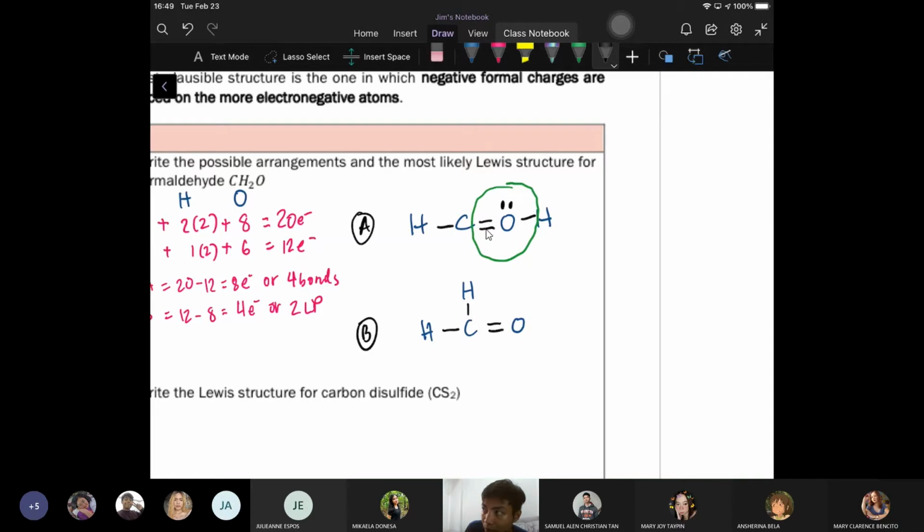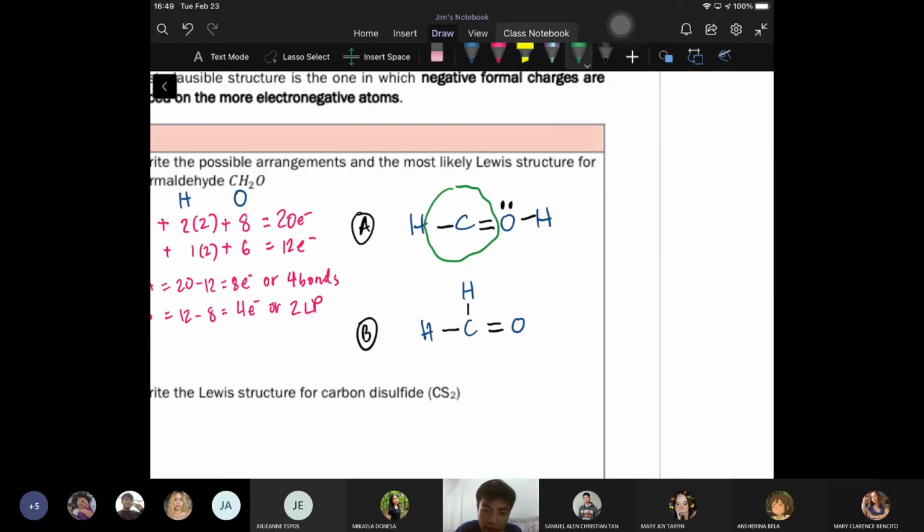Okay, so we have 1, 2, 3. 3 bonds yan times 2 electrons. So 6 electrons yan in total. Plus the lone pair. No? Okay, so 6 plus 2 is 8. No? So octet na yung oxygen. How about the carbon? May sobra pa tayong lone pair na isa eh.